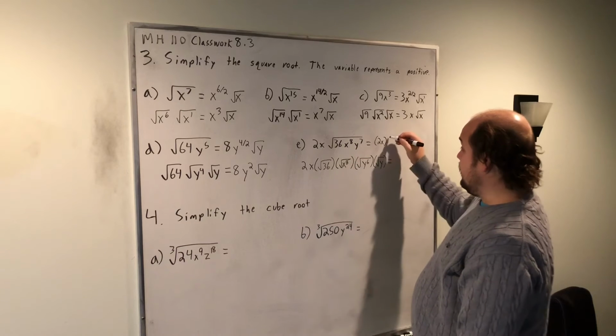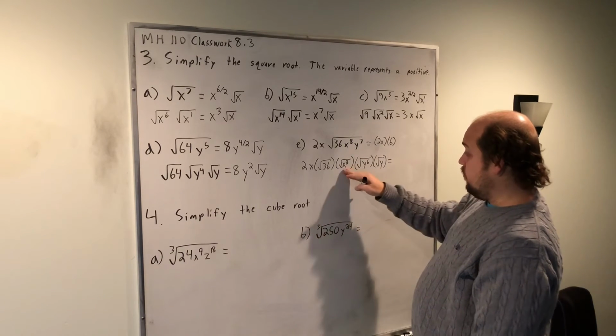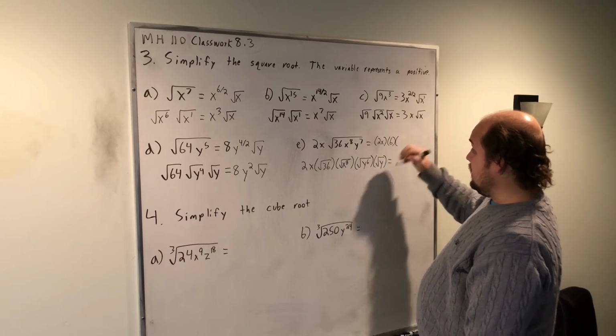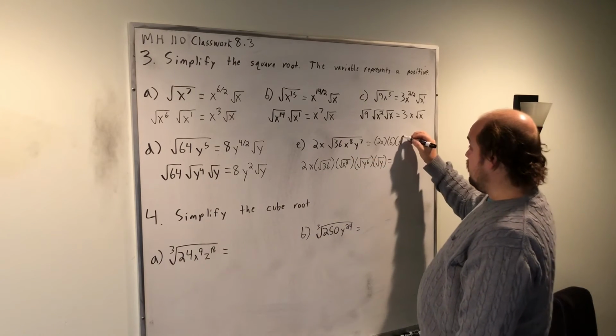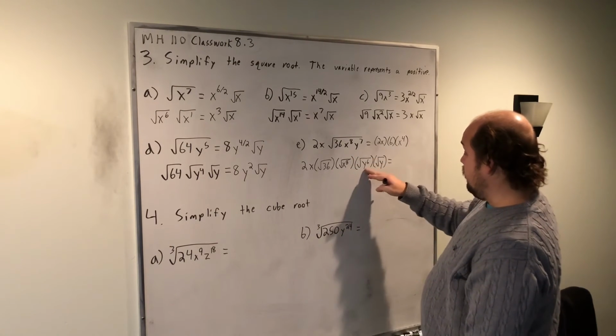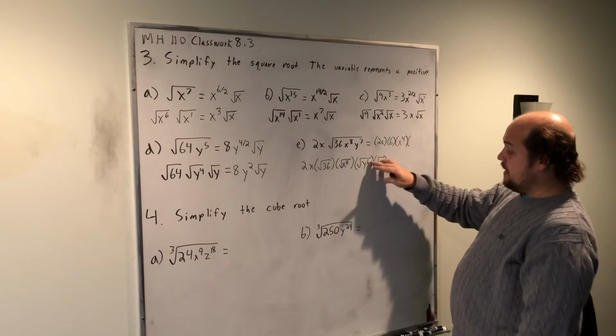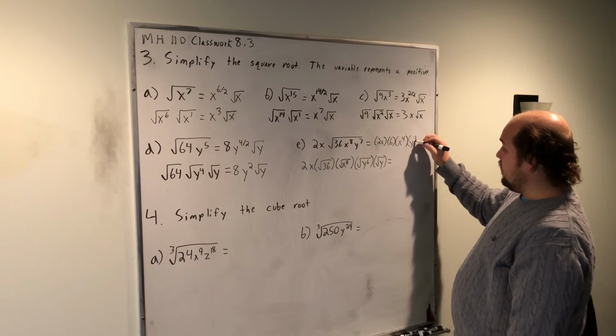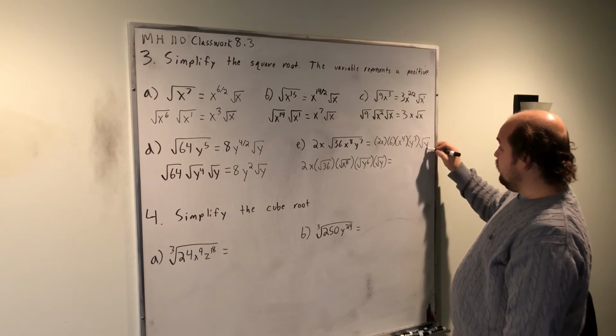The root of 36 is 6. The root of x to the 8th is x to the 8 divided by 2, or x to the 4th. The root of y to the 6th is y to the 6th divided by 2, or y to the 3rd. And then there's still this root of y in the problem.